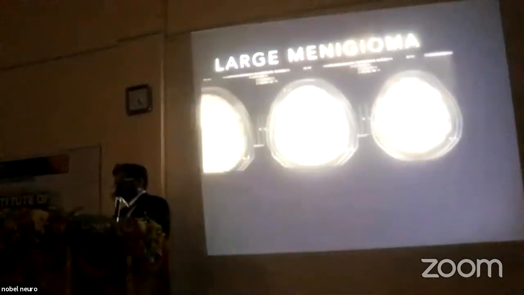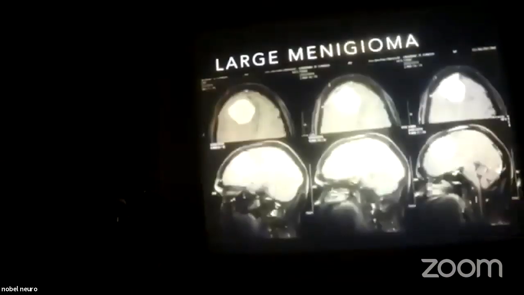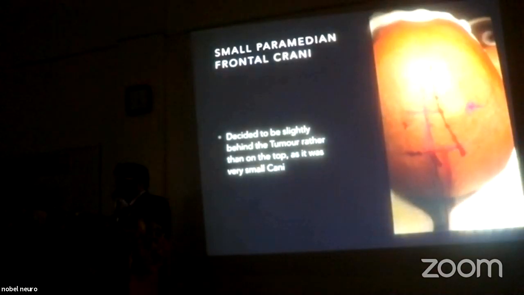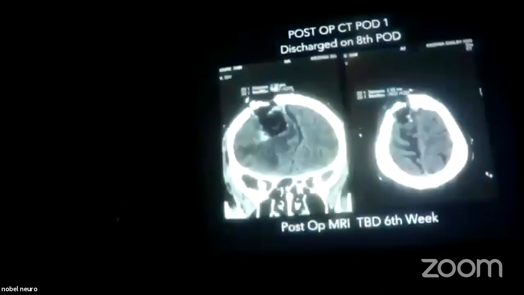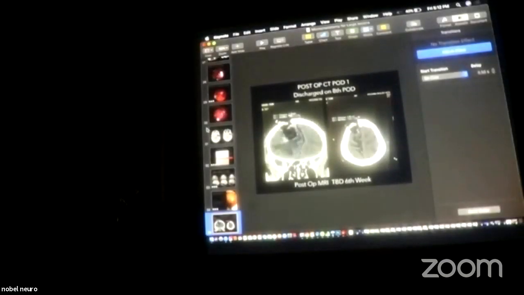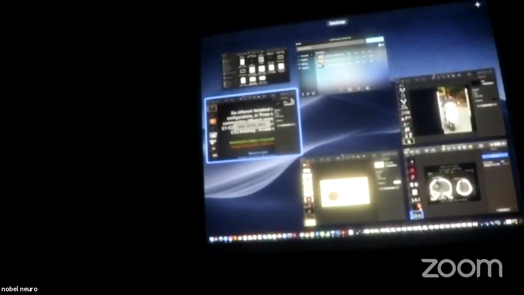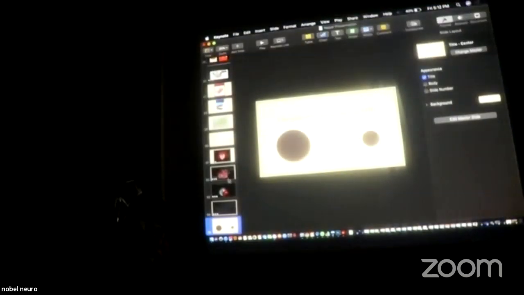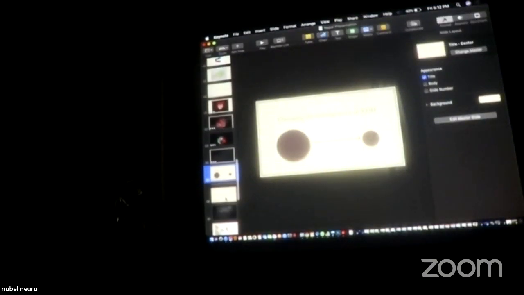And then a large meningioma. As you can see, it's 2.38 centimeters, and another one is 2.65 centimeters, and complete removal of the tumor. So my point is, if we can accept our creativity, we can definitely make our neurosurgery even better.